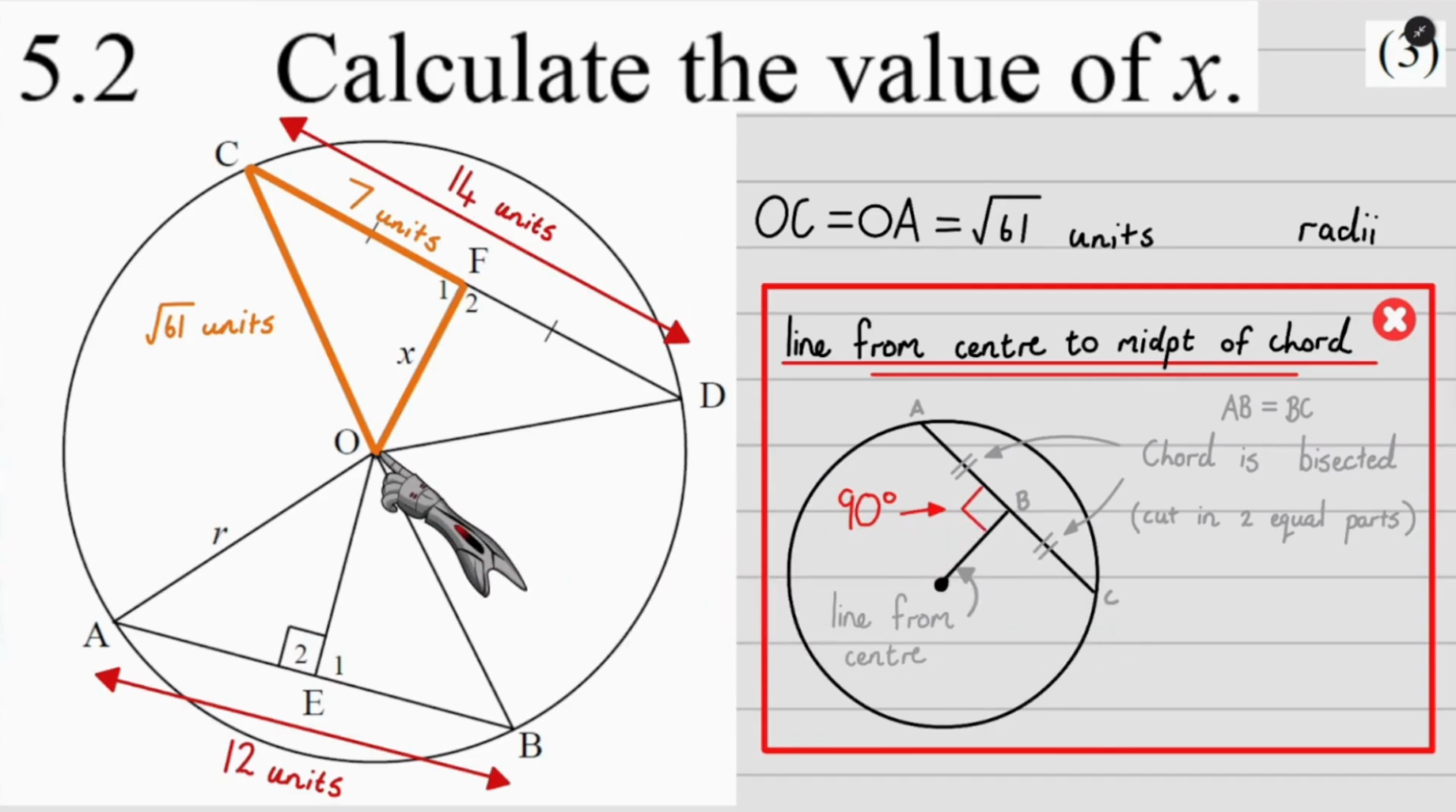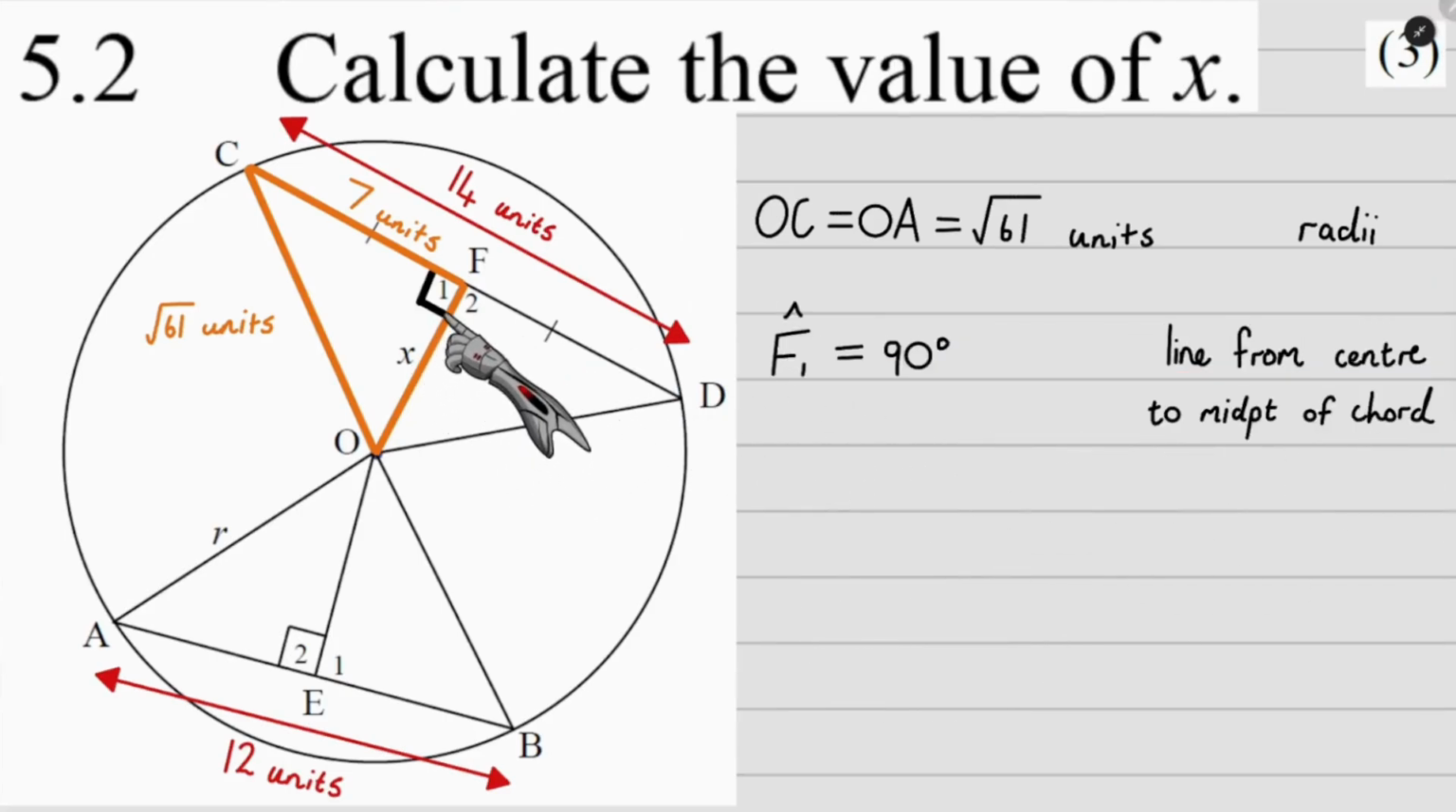So we can see that happening here. We've got a line from the center that goes to the midpoint of the chord CD. I know it's the midpoint because of these two little lines over there. So we know that F1 is 90 degrees for this reason: line from center to midpoint of chord. And now that I've got the 90 degrees in my triangle, I can clap some Pythagoras.